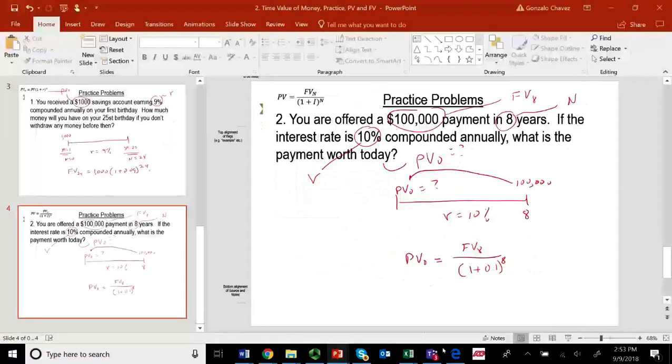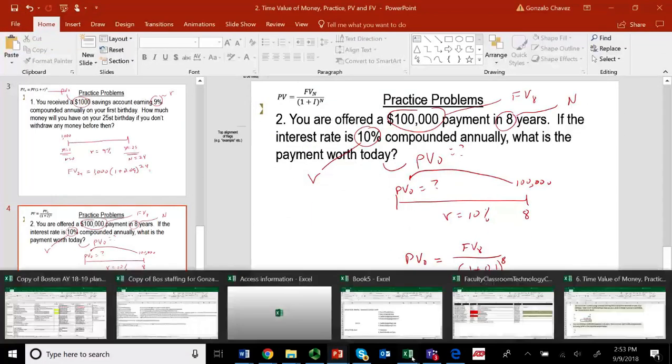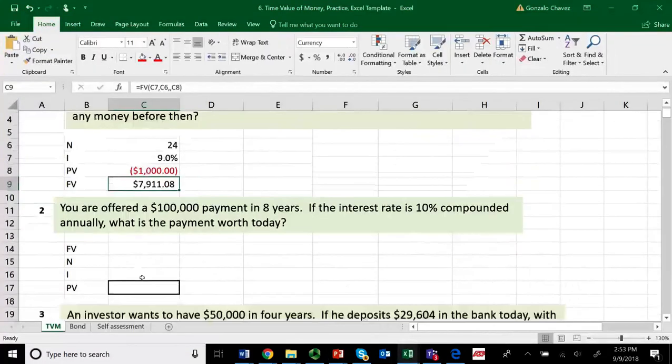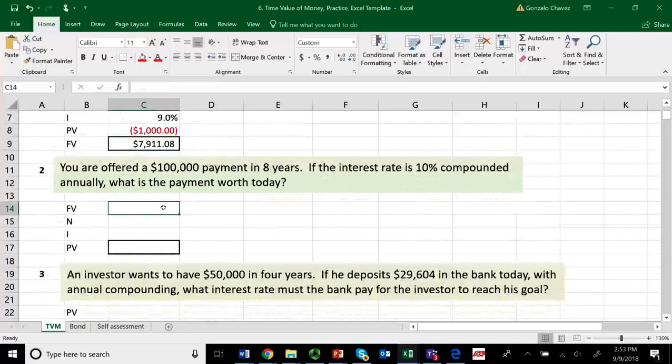Let's keep this in Excel. That would mean the following. Okay, the future value. Remember now, you're offered $100,000, right? So these $100,000 are something that you will be receiving. So I'm going to type in 100,000. Okay. The number of periods is 8. The i is 10%. I'm just typing these.